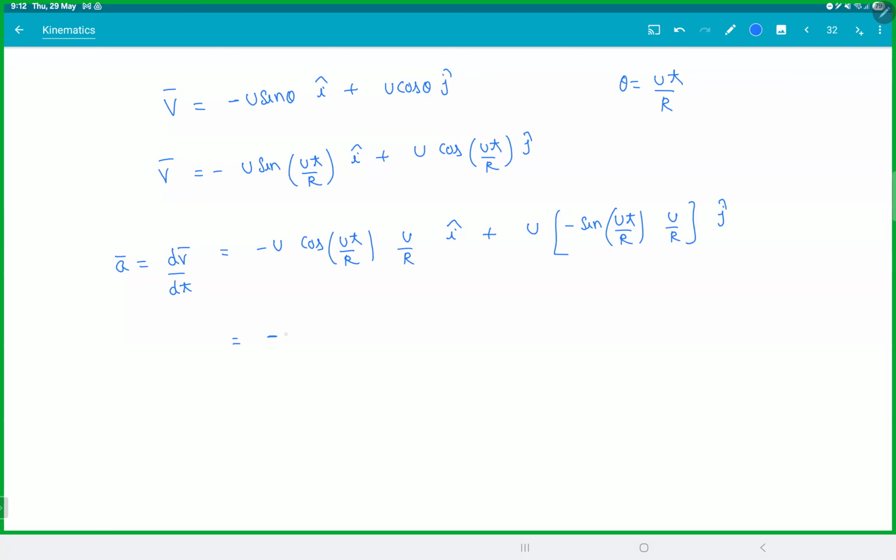You have done things like this before. This will be u cos, and the differential of cos is minus sine ut by r, and one more u by r comes out. So your final function will look like this: minus u square by r times cos(ut by r) i cap plus sin(ut by r) j cap. Later on in circular motion, we will call this thing centripetal acceleration. This is your acceleration, everyone. You can actually further simplify this. You'll get a is equal to minus u square by r times r cap.